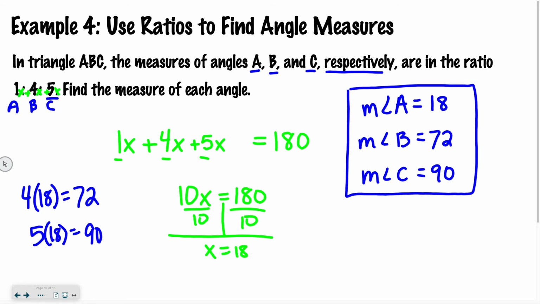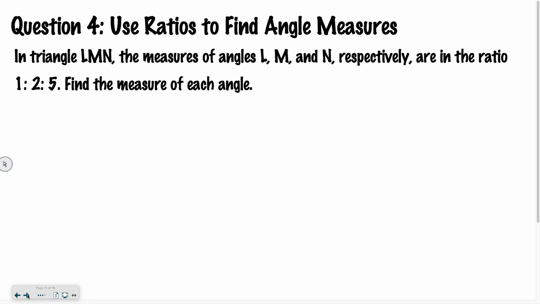If you have questions about that, please be sure to ask for some help. I'm happy to help you. Otherwise, go ahead and try this problem on your own. We have in triangle LMN, the measures of angles L, M, and N, respectively, are in the ratio 1 to 2 to 5. Find the measure of each angle. Good luck.